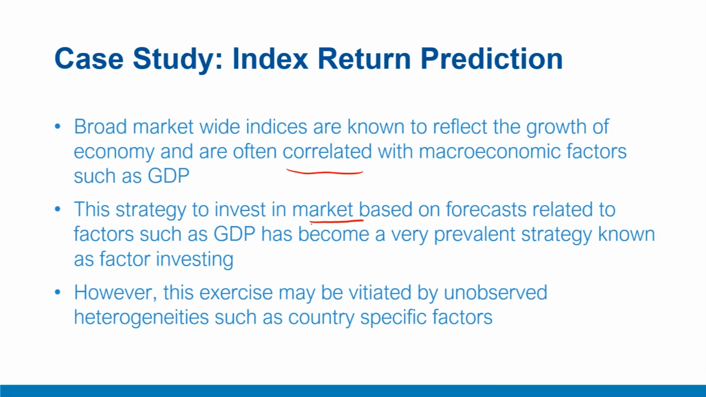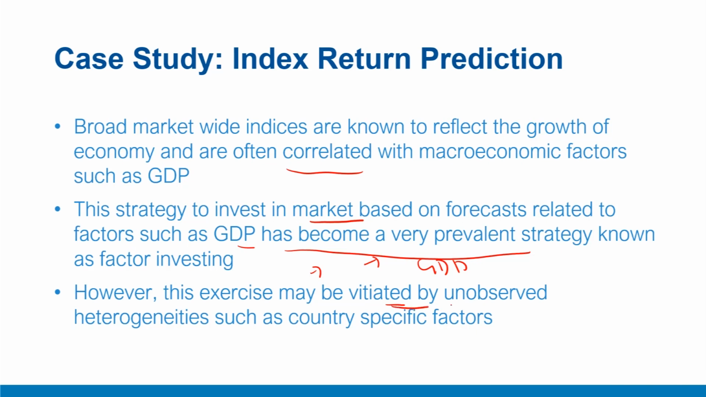on forecasts related to factors such as GDP has become a very prevalent strategy known as factor investing, that is, investing in the market based on predictions related to GDP. The idea is that GDP has a fundamental relationship with these broad market-wide indices, which essentially reflect the economic activity in a country. However, this exercise may be vitiated if the data is multi-country panel data.